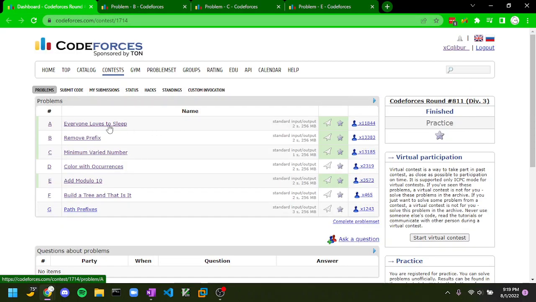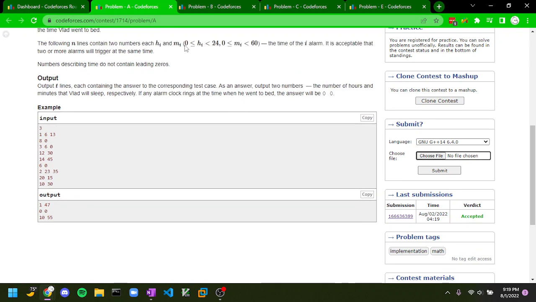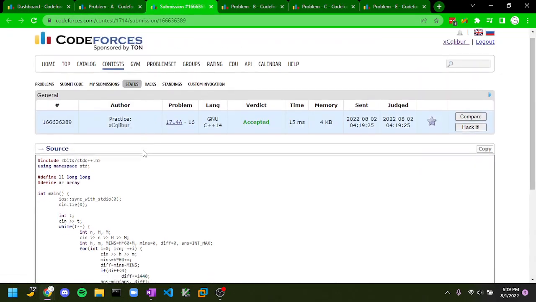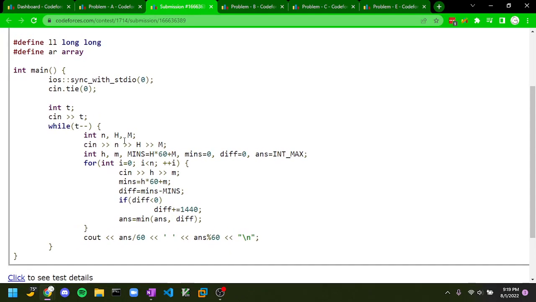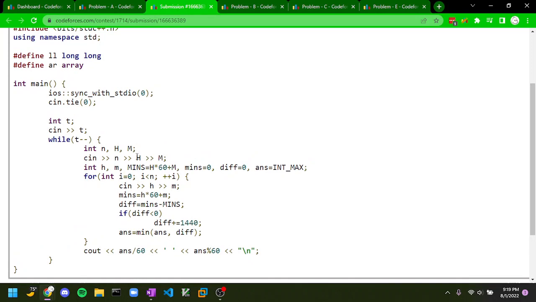I didn't actually look at the code for problem A, so let me do that for you real quick. Sorry about that. So what I do is I input uppercase H and M and also N, and then for each N, I also created capital mins, which means the minutes of the time Vlad sleeps. And yeah, this is the part I was talking to you about. Always convert it to minutes. So that's what I do.